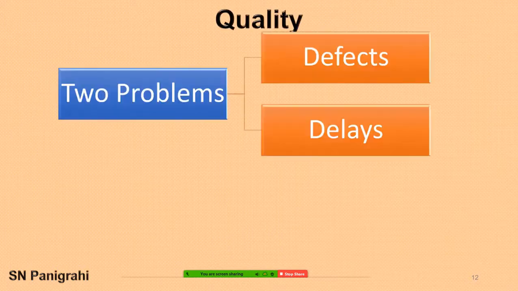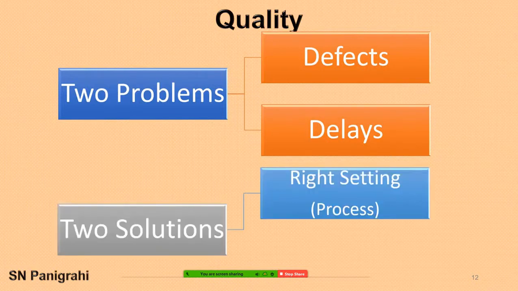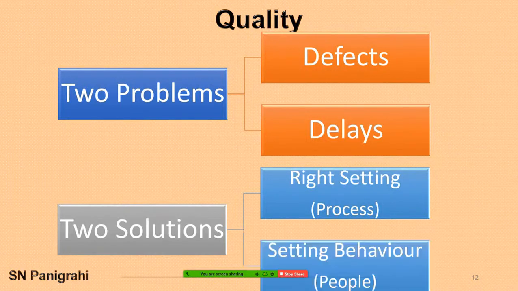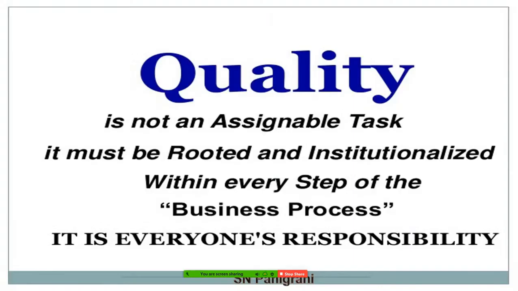Before moving to the Lean Six Sigma concept, I have to tell you that in quality there are two problems. One is about defects or errors. The other one is related to delays. These are the 2 problems generally, and for the 2 problems we have 2 solutions. The 2 solutions are the right setting of the process and the right behavior change of the people. Lean Six Sigma basically talks about process and people, because all the errors, defects or delays happen because of these 2 aspects. One is the process, the other is people. So if we have the right setting of the process and the right behavior of the people, then the problem will be solved. That is the basic concept of Lean Six Sigma.